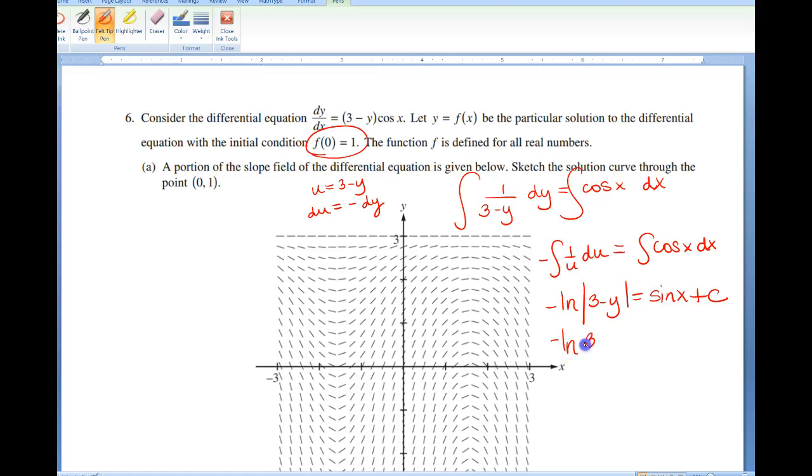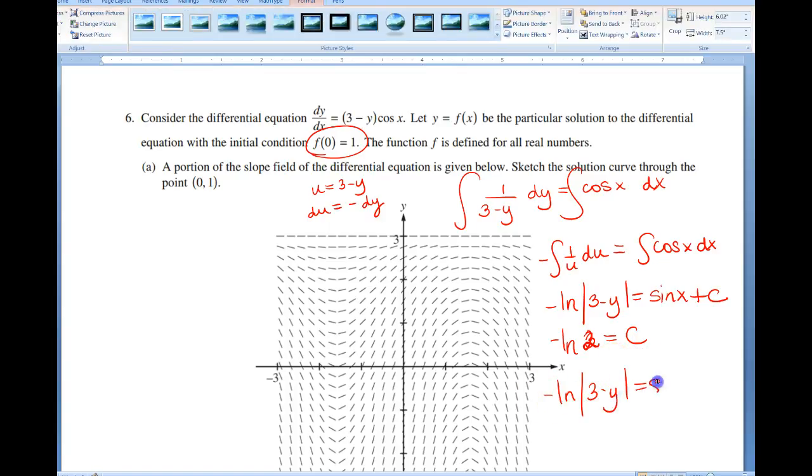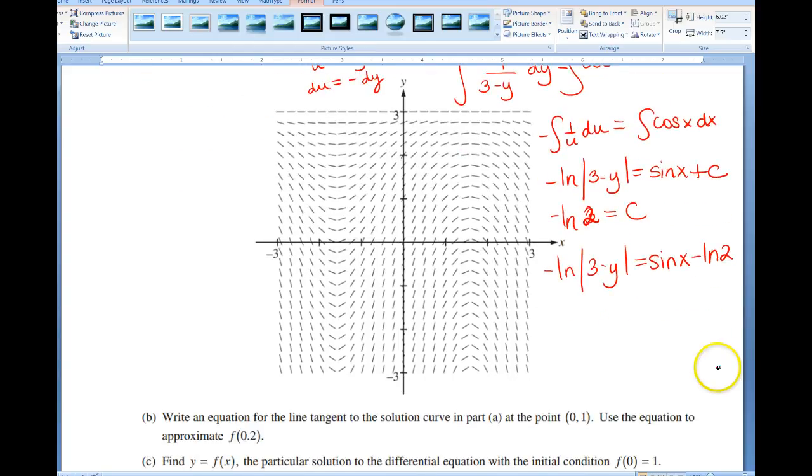So you got ln of 2, right, and then you get negative ln 2. So now the first thing I want to do is get rid of that negative sign. So it becomes negative sine x plus ln 2. And then I want to do e to both sides. So I have absolute value of 3 minus y equals e to the negative sine x.